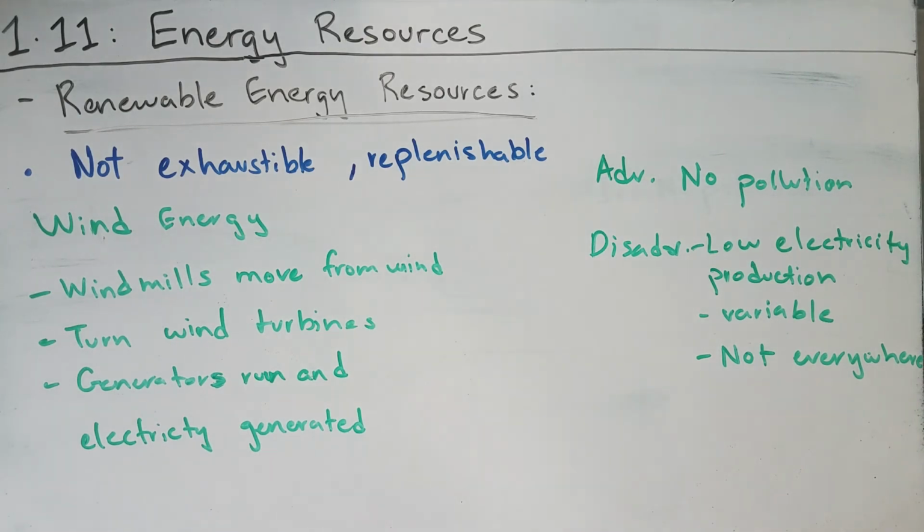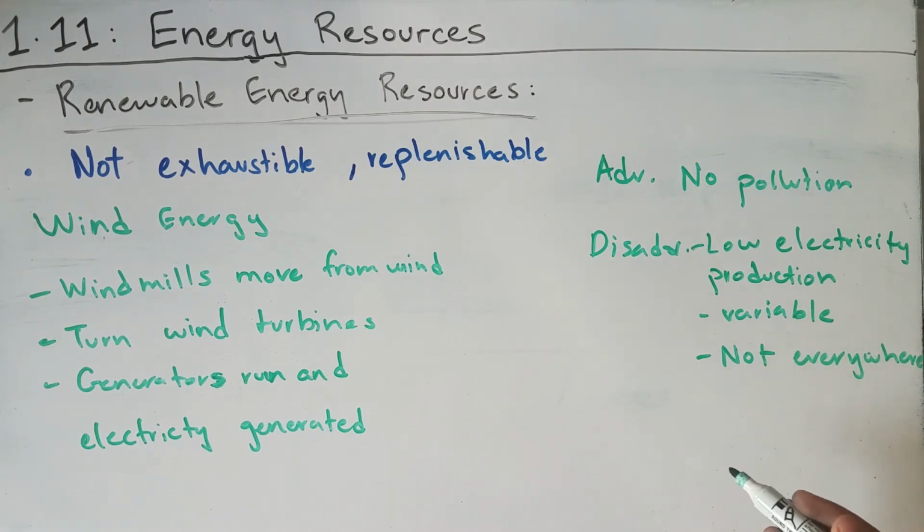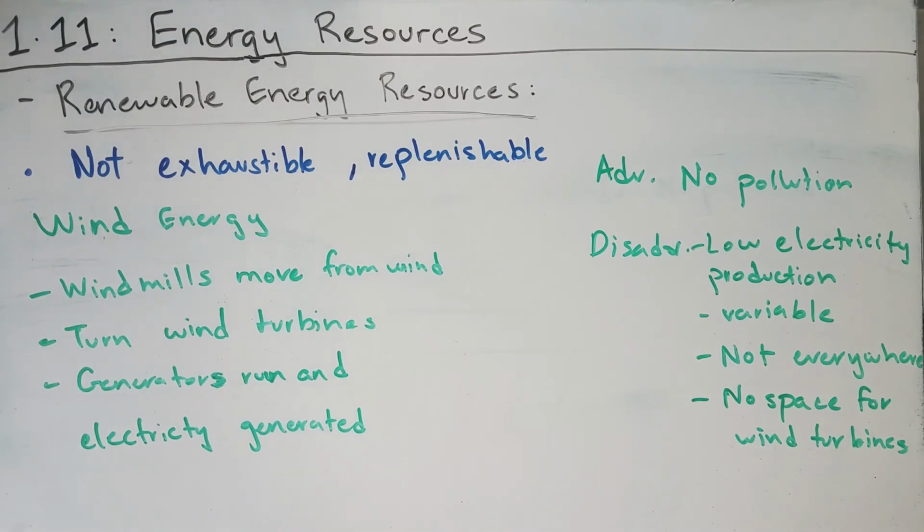And it's also variable amounts of electricity, because if you have low wind, then you have low electricity, and if you have high wind speeds, then you have more electricity produced. And you also can't have wind energy everywhere because not all areas on the earth receive a lot of wind, or some countries don't have enough space to build wind turbines for wind energy.